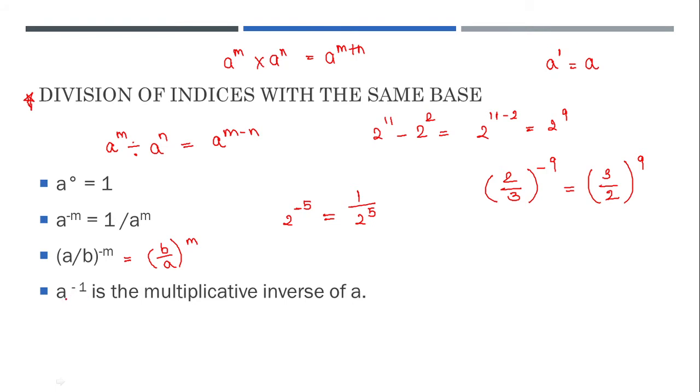And a raised to minus 1 is the multiplicative inverse of a. Means what, children? A raised to minus 1 means 1 upon a. Multiplicative inverse is nothing but the reciprocal. So a raised to minus 1 will be equal to 1 upon a. So these are certain things which we need to keep in mind.